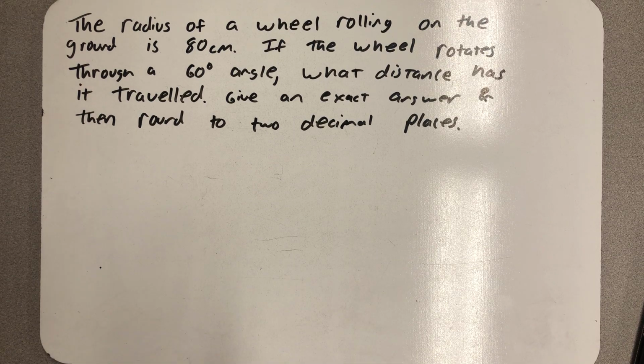The radius of a wheel rolling on the ground is 80 centimeters. If the wheel rotates through a 60-degree angle, what distance has it traveled? Give an exact answer and then round to 2 decimal places.